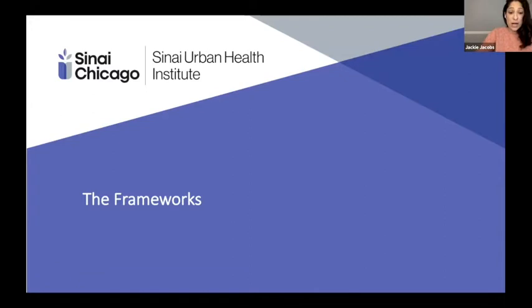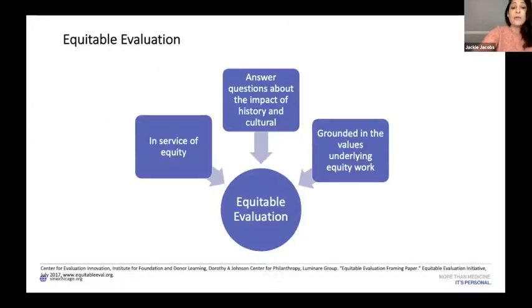The first framework that we're going to talk about today is equitable evaluation. The equitable evaluation framework seeks to redefine the role of the evaluator to make sure that the evaluator harnesses their power to progress equity and place the community in the center. Equitable evaluation is grounded in these three principles. First, evaluation work should be in service of and contribute to equity. Second, evaluation can and should answer critical questions about the impact of evaluation strategies on different populations and cultures and the underlying systemic drivers of inequity. And the third is that evaluative work should be designed and implemented in a way that is grounded in the underlying values of equity, such as using culturally competent methods and promoting participant ownership.